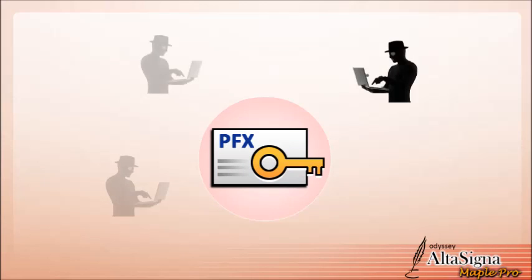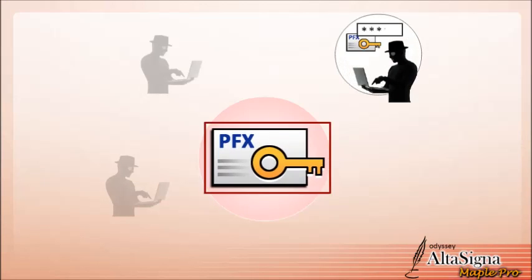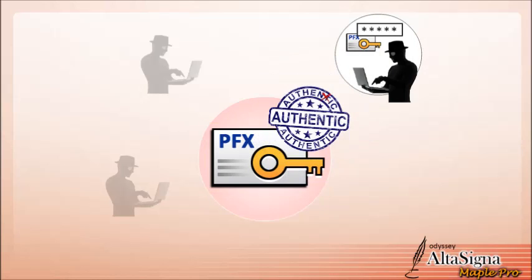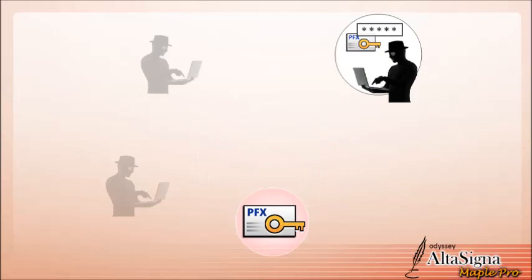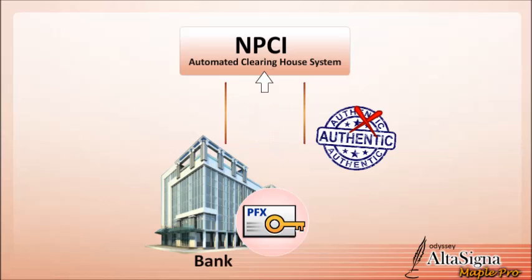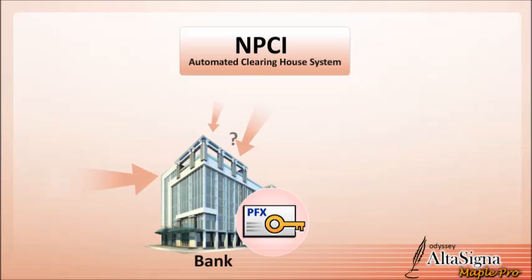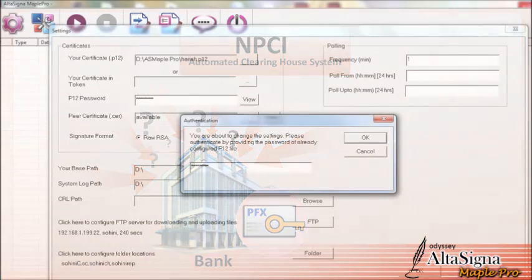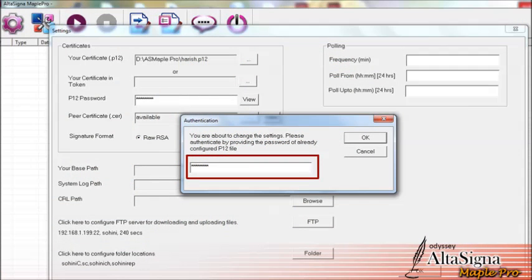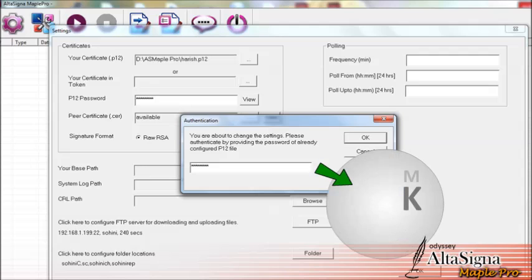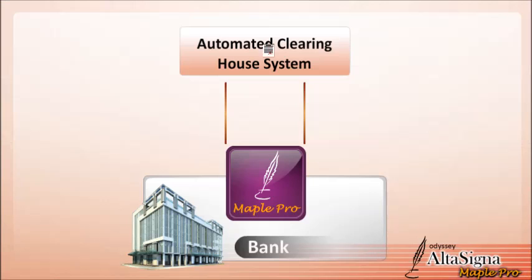This is to prevent unauthorized persons or software from accessing it. If your signing key is compromised, then it will become almost impossible to prove the authenticity of documents uploaded to the ACH system. This can cause legal and compliance problems for the bank. So make sure that the password you provide is strong. The password should be a combination of alphabets, numbers, and special characters.